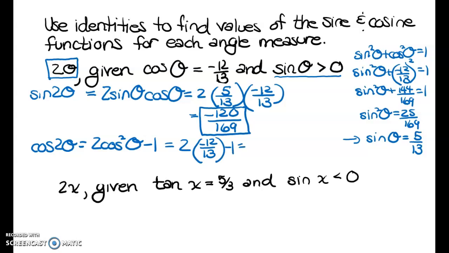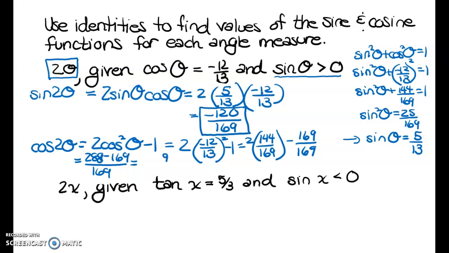So that's going to be 2 times 144/169 minus 169/169. So that's 288 minus 169/169. What do I get there when I do that subtraction? Let's see, 288, I'm sorry, 288. I'm going to get 119/169, which is a nice positive value.